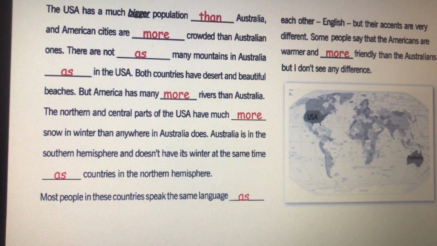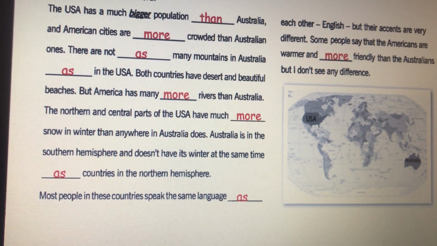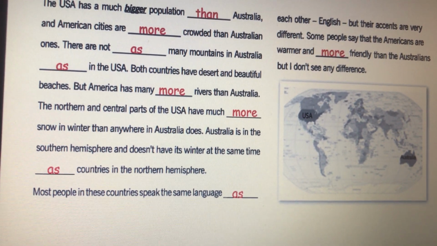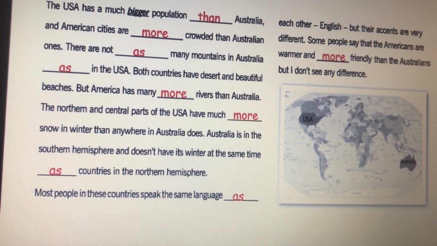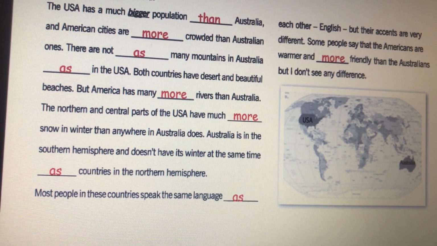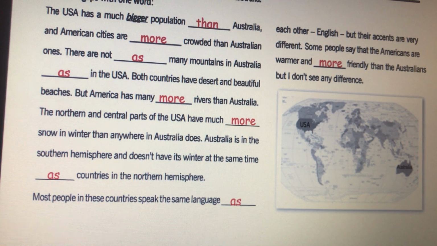Look, than Australia. American cities are more crowded. There are not as many mountains in Australia as in the USA. But America has many more rivers.